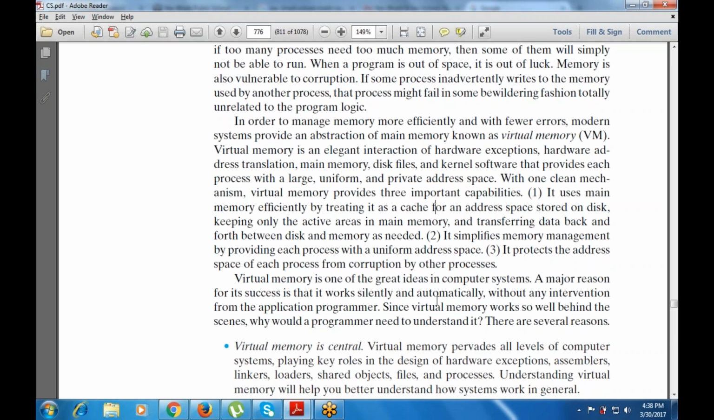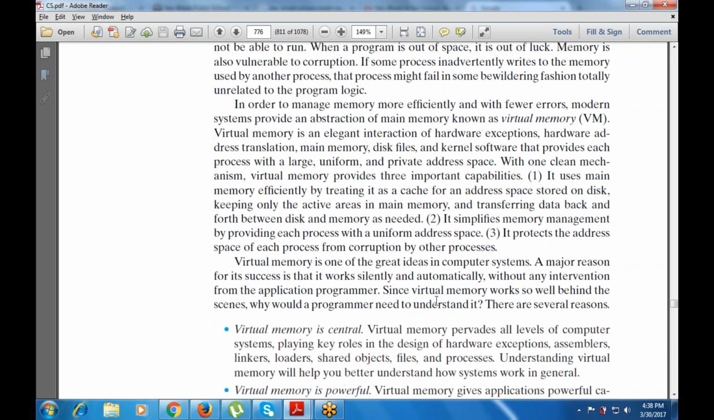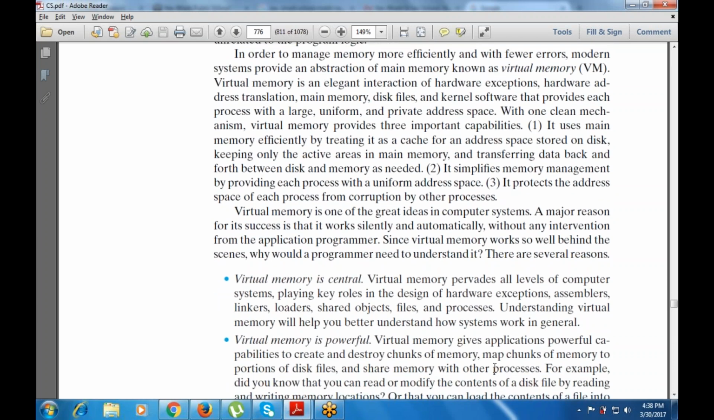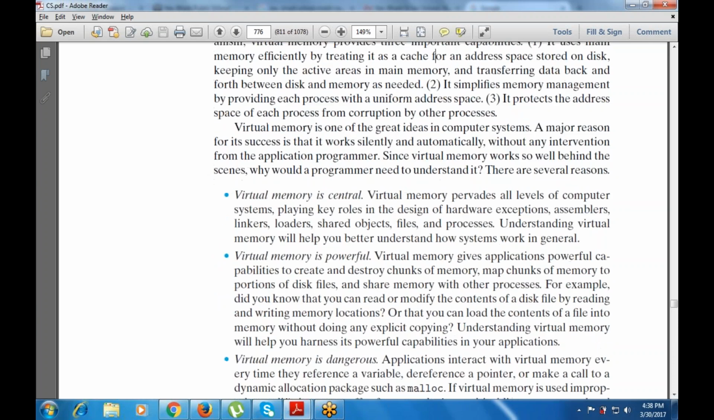So first, it is central; it pervades all levels of the computer system, playing key roles in the design of hardware exceptions, assemblers, linkers, loaders, shared objects, files, and processes. Understanding virtual memory will help you better understand how the system works in general. So virtual memory is central. Then virtual memory is powerful. It provides powerful capabilities to create and destroy chunks of memory.